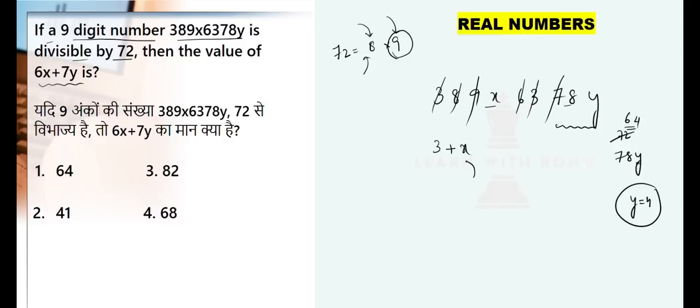So what is the value of x we can place so that it is completely divisible by 9? So it is clear that x equals 6. So we got x equals 6 and y equals 4. So we need to find the value of 6x plus 7y. 6x is nothing but 6 times 6, 7y is nothing but 7 times 4, 36 plus 28. 36 plus 30 how much? 66 minus 2, 64 is our answer. Option number 1. Next question.